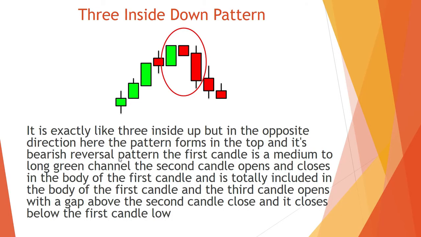Another one is the 3 inside down pattern. It is exactly like 3 inside up, but in the opposite direction. Here the pattern forms at the top and it's a bearish reversal pattern. The first candle is a medium long green candle. The second candle opens and closes in the body of the first candle. And the third candle opens with a gap above the second candle and closes below the first candle low. It closes way below the first candle low.